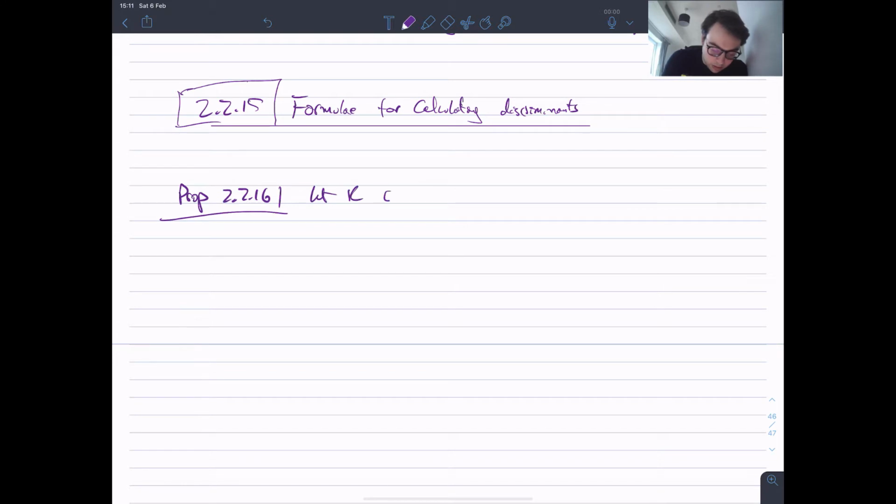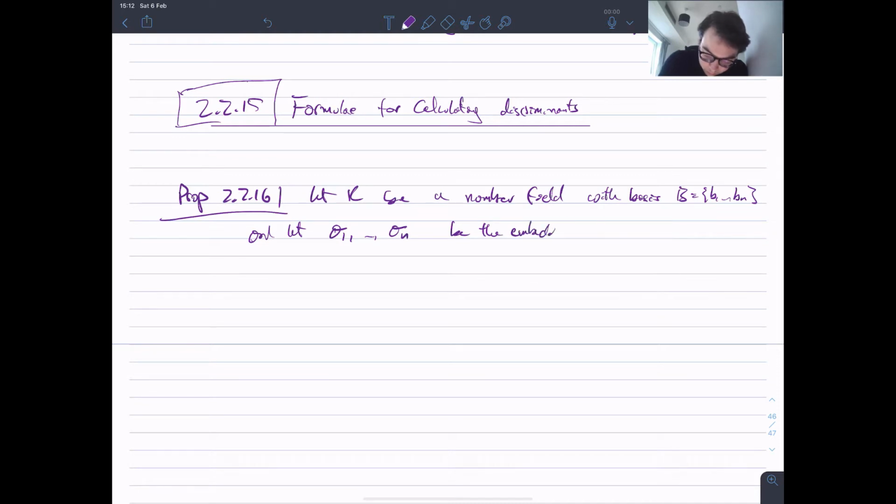So let K be a number field with basis. This doesn't have to be an integral basis, just a basis, b1 to bn, and let sigma 1 to sigma n be the embeddings of K into the complex numbers as usual, and let M be the following matrix.